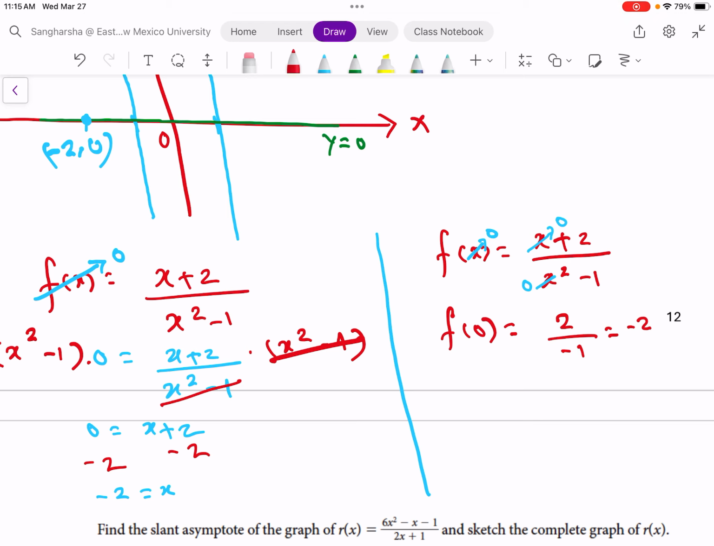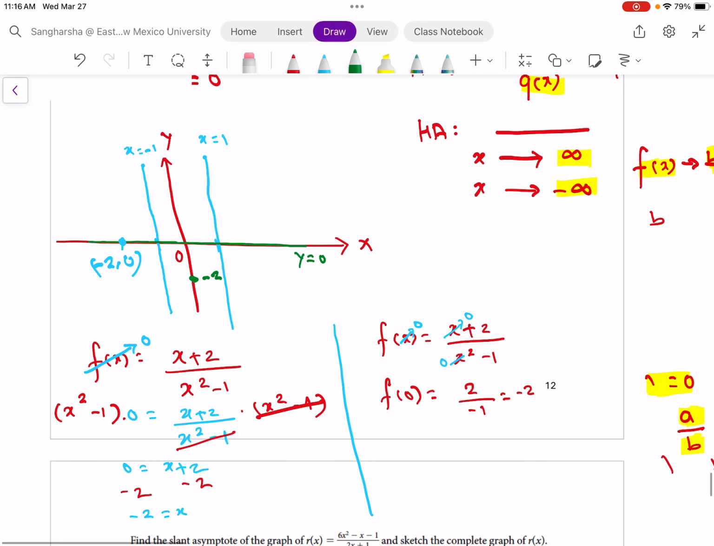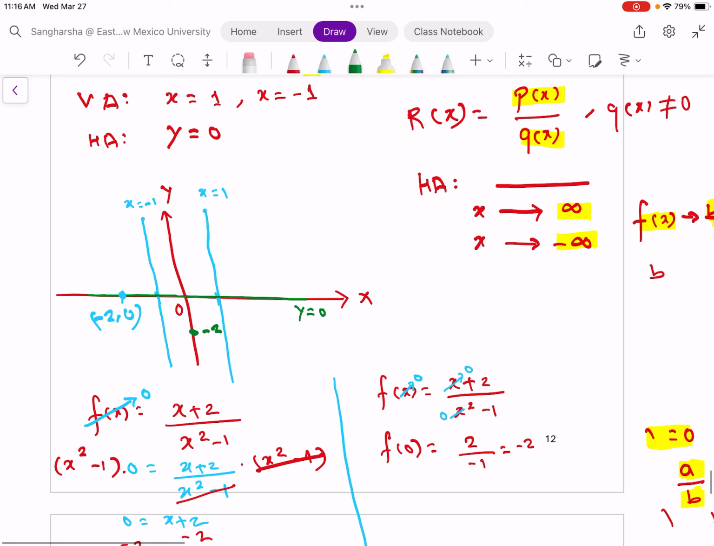Negative 2 is somewhere here. Let's say this is negative 2. So this is our y-intercept. So you find the vertical asymptote, you find the horizontal asymptote, then you find the x-intercept and the y-intercept.